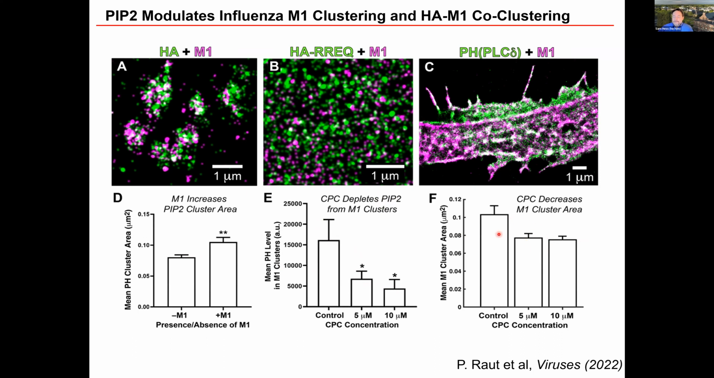The concentration of M1 in its own clusters decreases, and the colocalization with HA drops as well. So there seems to be an interaction between PIP2 and M1, which modulates the interaction between HA and M1, and can also be disrupted by this same drug.